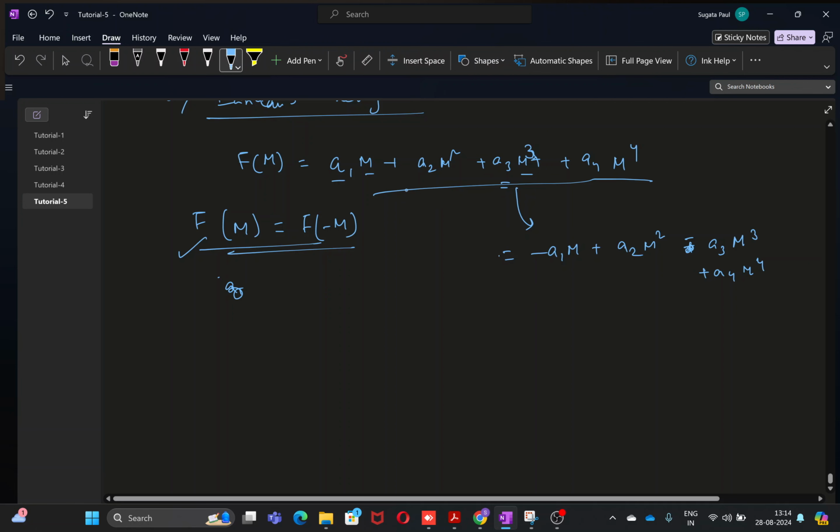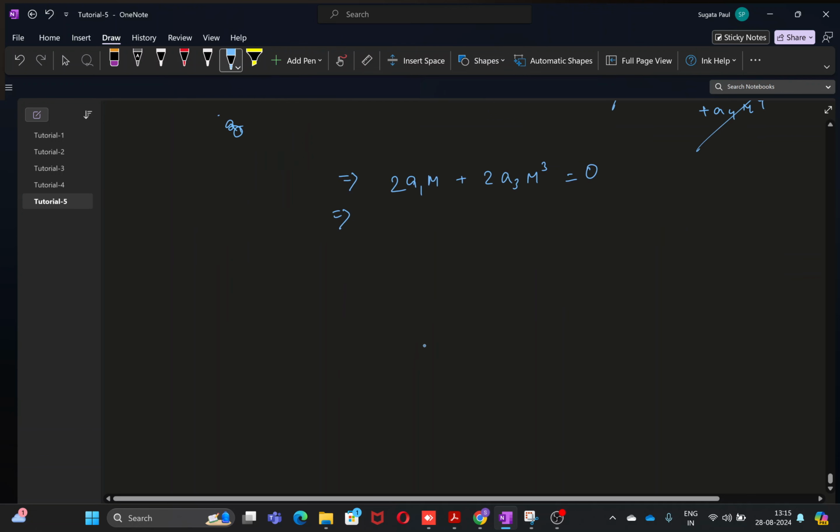Now between the two parts of the equal sign, this part and this part cancel out, and this part and this part cancel out, because they are of the same sign and they are on opposite sides of the equal sign. So the remaining terms are just 2a1 m plus 2a3 m cube equal to 0. That means if you take common, this is 2m times (a1 plus a3 m square) equal to 0.